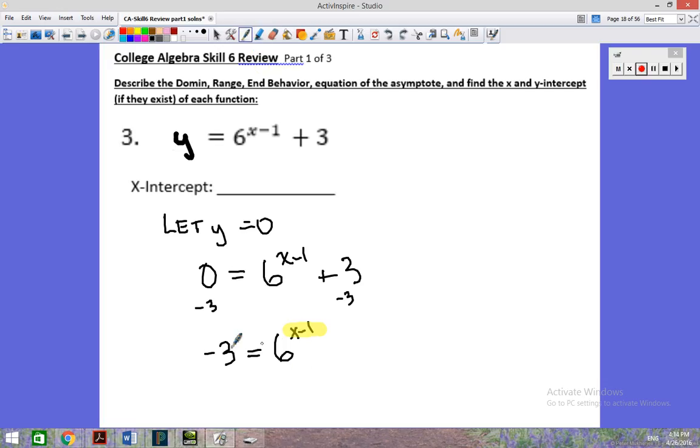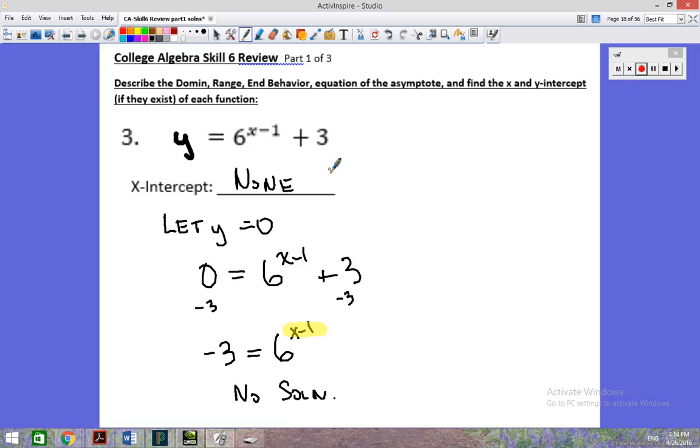So there's no x that satisfies this equation right here. There is no solution to this. And if there's no x that has a corresponding y value of 0, there is no x-intercept.